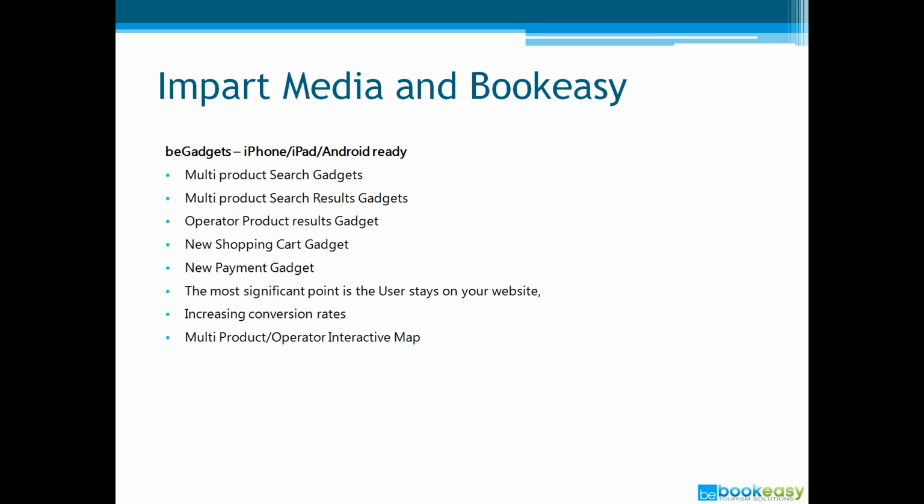Multi-product search gadgets we have available, so you can show things like tours and accommodation, events, car hire, and packages as well. Operator product search results gadgets. That basically means on the operator pages, they have their own search gadget, which is what your developers will be building on the operator pages. There's a new shopping cart gadget, a new payment gadget. So there's just an updated look, essentially, from the old one.